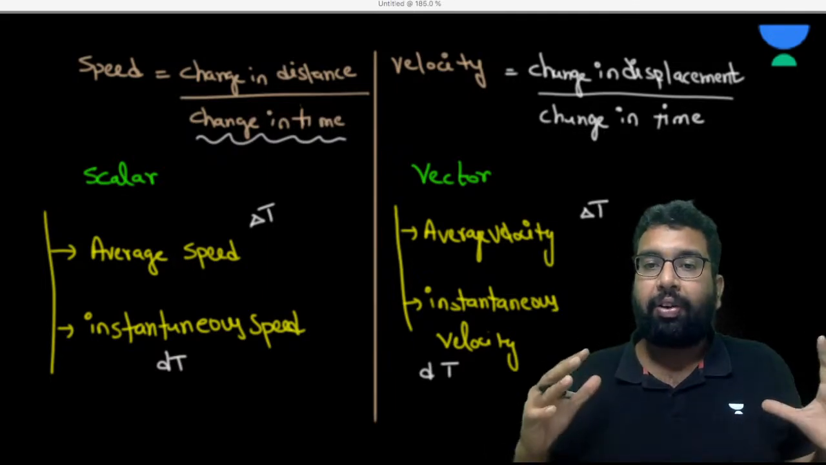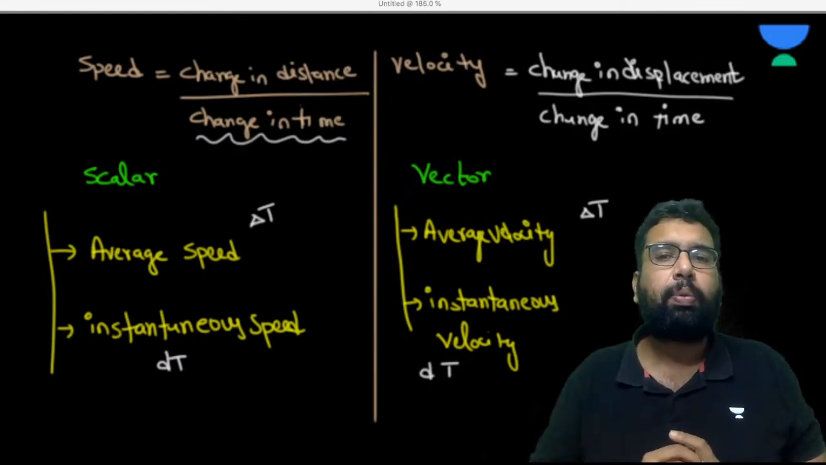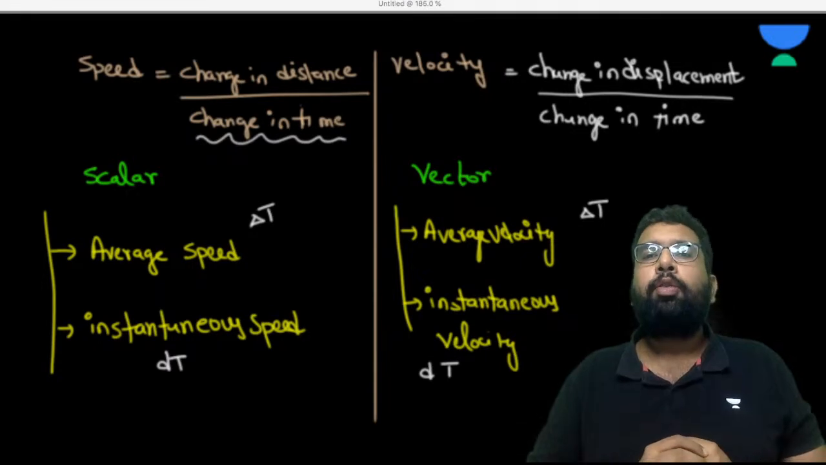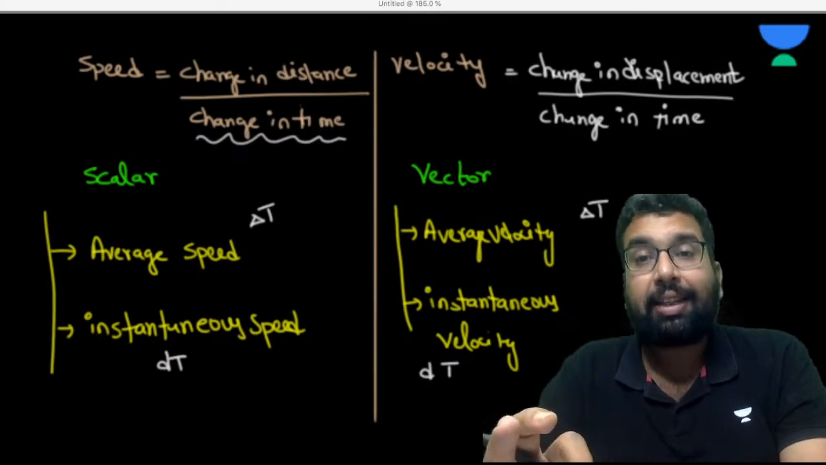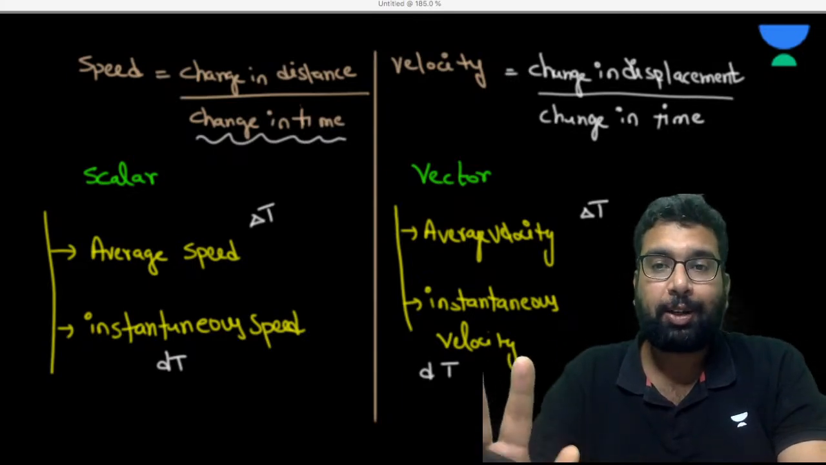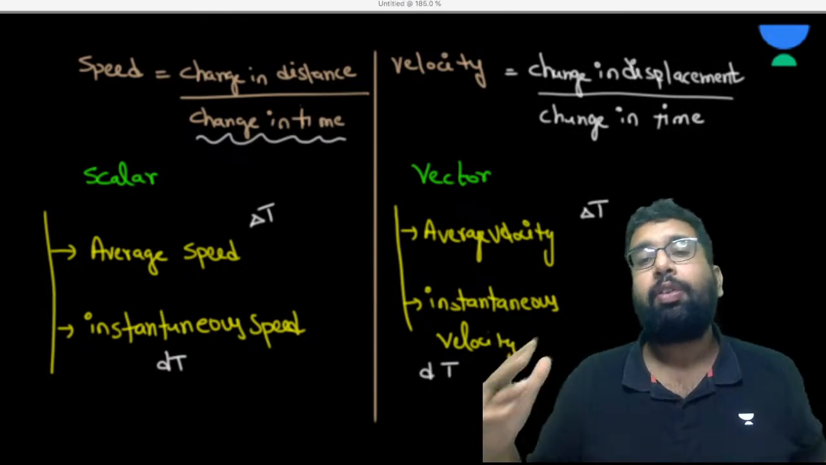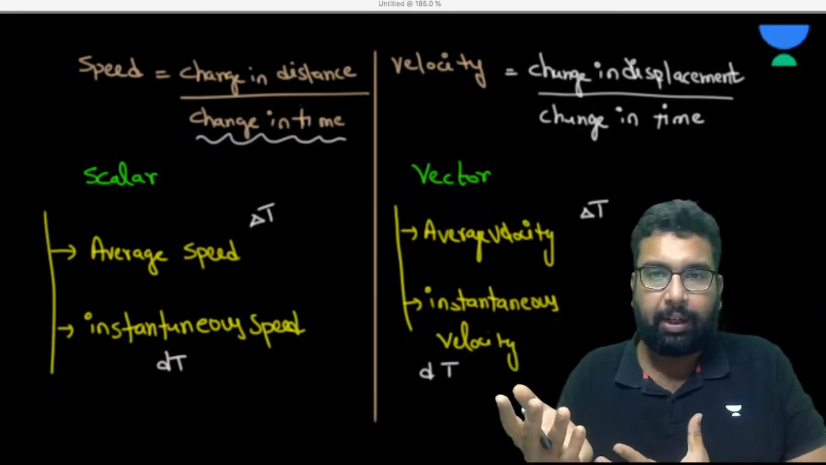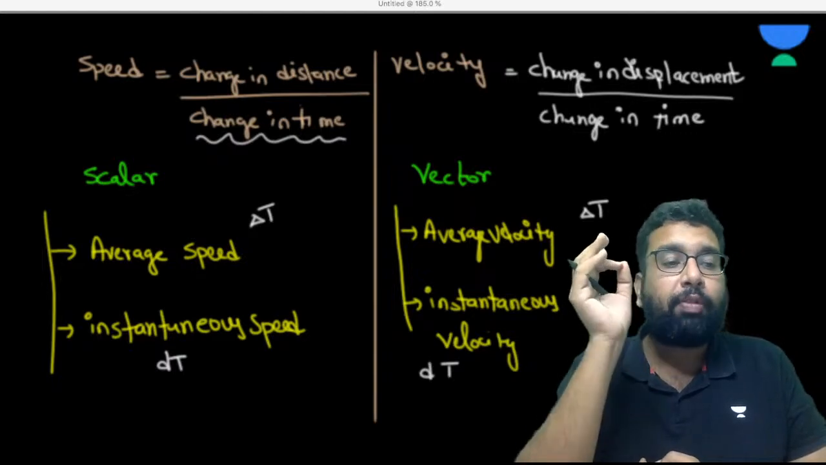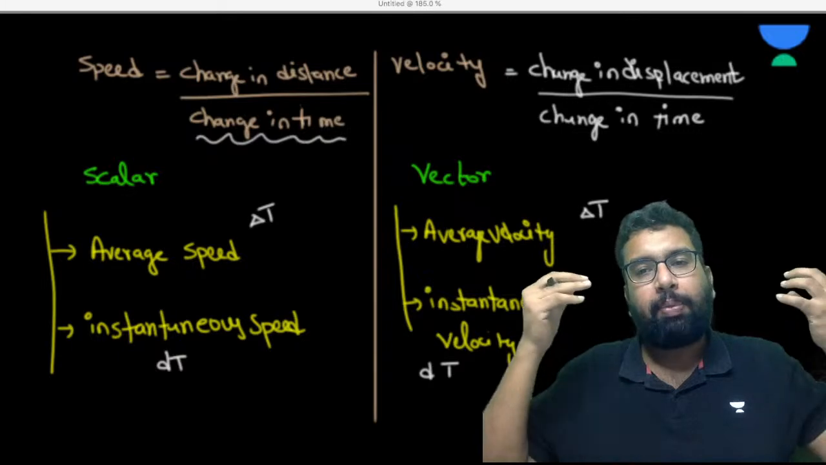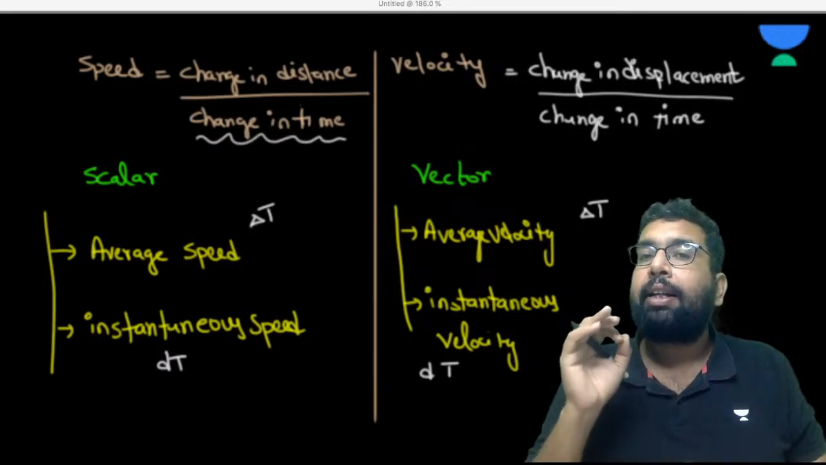Now, if the change in time is infinitely small, we can say that the velocity we are seeing is instantaneous. That is, at a particular instant of time, what is the velocity? Are you getting my point? Whenever we look at changes in distance or displacement while the time change is infinitely small, it means time has stopped somehow. Your time is not changing at all. You are seeing at an instant of time. That is what we call instantaneous speed and velocity.